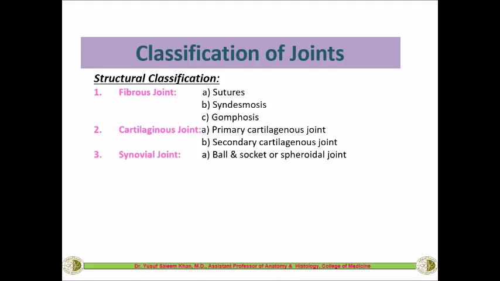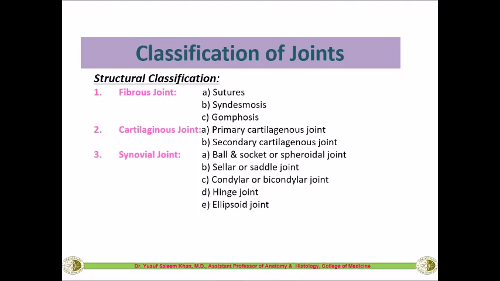be the ball and socket type, also called the spheroidal joint. The second type of synovial joint will be the sellar or saddle type of joint. The third is the condylar, also called the bicondylar joint. And the fourth type is the hinge joint. The fifth is the ellipsoid joint. Sixth is the pivot or the trochoid joint. And the seventh will be the plane joint. This is the classification of the joint.